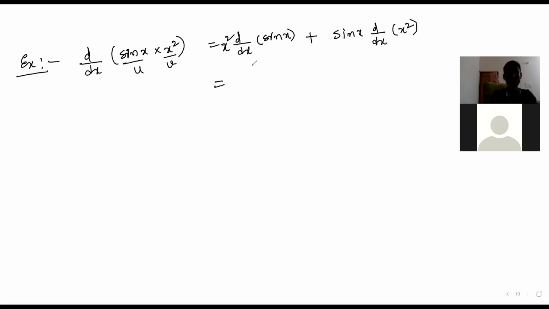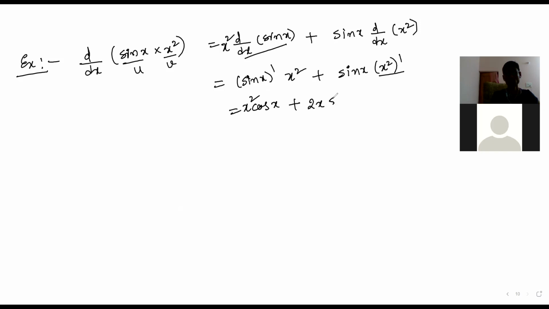What is it? U dash, no? Sin x ka dash into x square. If you keep sin x aside, then x square ka dash. So what does the dash mean? Derivative. Here also we wrote the same thing. So what is the sin x derivative? Cos x, into x square. You should write x square first actually: x square cos x plus sin x into the derivative of x square, which is 2x into sin x. That means one function you are keeping aside, other function you are doing. Another function you keep aside, first function you are doing derivative. Hope you understand this.